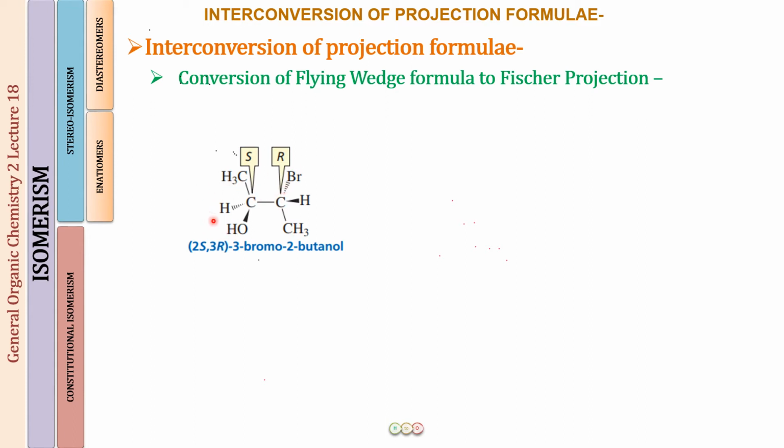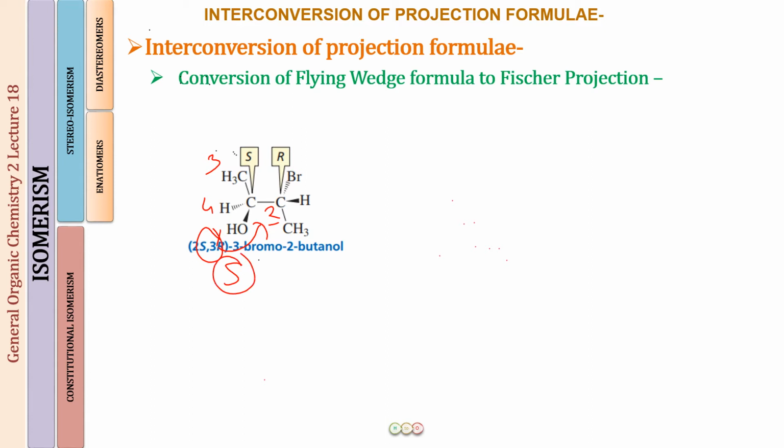I've already written the RS system of nomenclature, that C2 will be having the S configuration, C3 will be having an R configuration. So let us quickly do that as well, because even the RS system of nomenclature we can use for converting a flying wedge into a Fisher. So we have OH group to be group number 1, this will be group number 2, CH3 will be group number 3, and hydrogen will be group number 4. This is already on the dash. So if I draw an arrow from 1 to 2, well, this is going to be anti-clockwise, so S configuration.